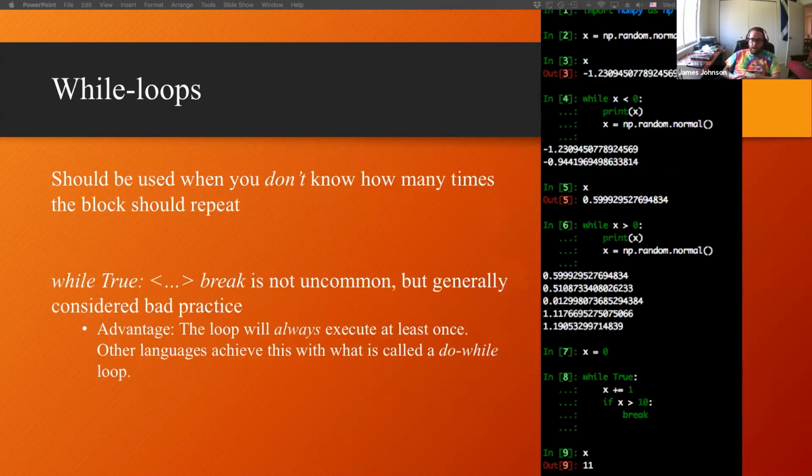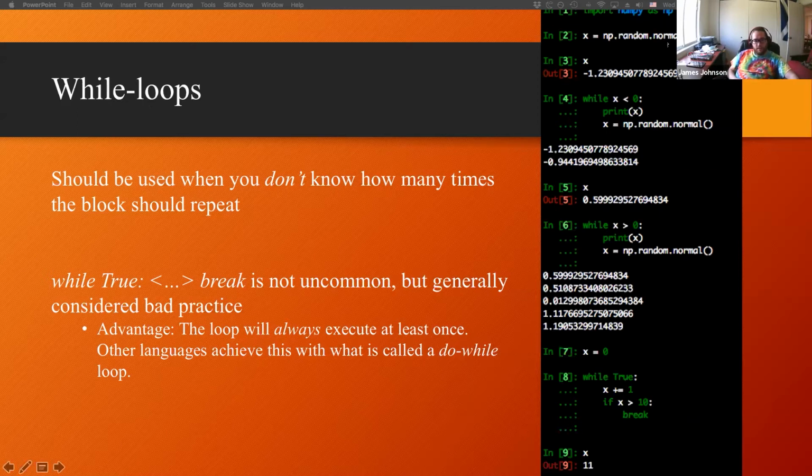So in contrast to for loops, I just said that you should use a for loop when you know how many times a loop is going to iterate. For a while loop, you could probably guess then, you should use them when you don't know how many times it's going to repeat. So in this example, what I've done is I've imported NumPy and I've aliased it to NP.